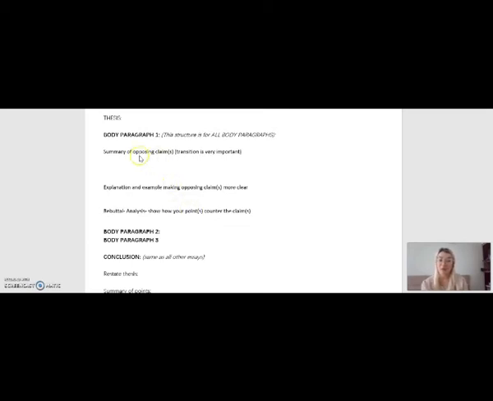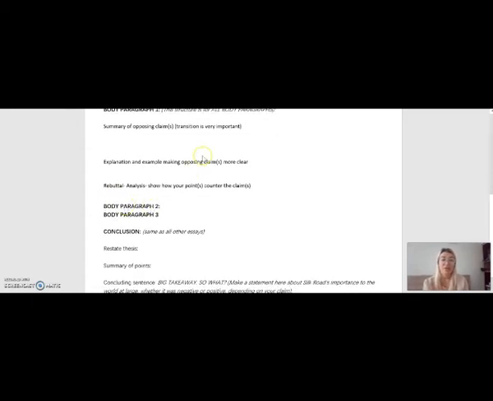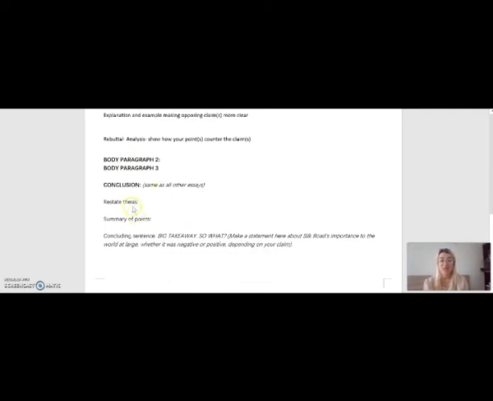So start with something that you don't agree with, other people's counterclaims, explain them a little bit, and then rebut them. So just like in a speech, okay? You do that 3 times for 3 different tiny points. And in conclusion, same as other essays. Restating thesis, summary of points, and the concluding sentence. This is the big takeaway.